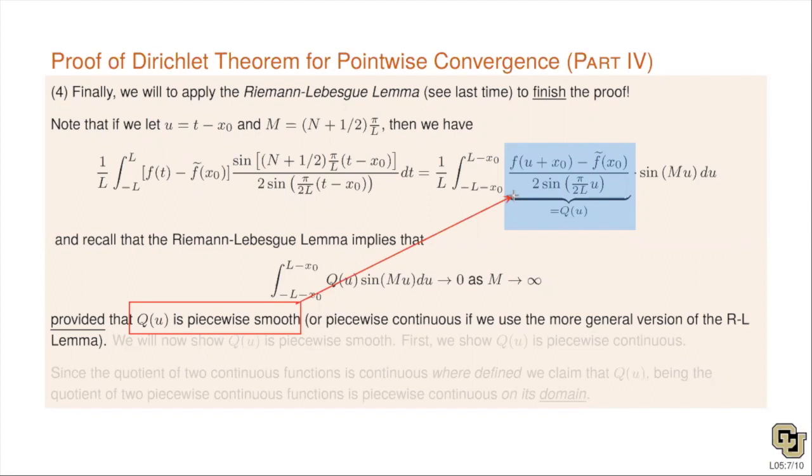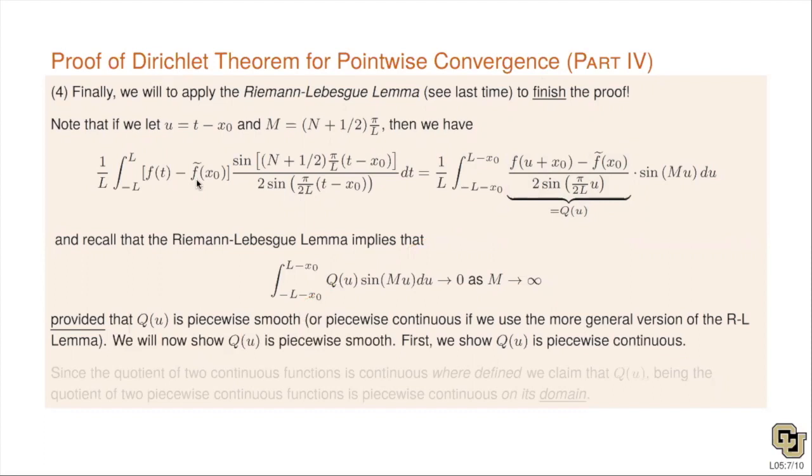So here, removable discontinuity or jump discontinuity is allowed. What's not allowed is infinite discontinuity. So I just have to show you there's no infinite discontinuity at the roots of the denominator. I'll first show it's piecewise continuous, and then we'll talk about the derivative being piecewise continuous, and then we'll have that it's piecewise smooth.